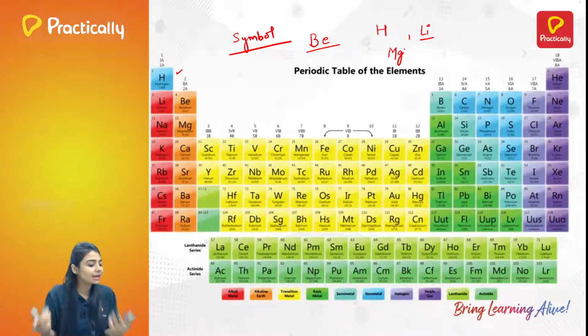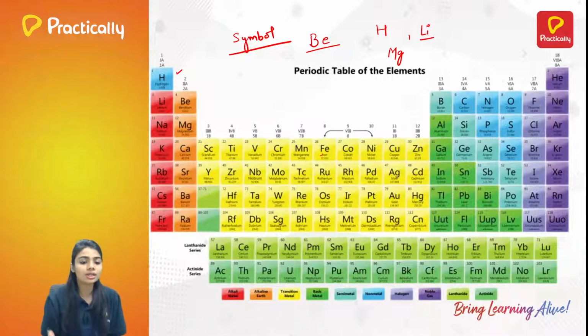If you are writing any symbol, the first letter should be capital and the second letter should be small. If you look at any of these element symbols, you will see that every first letter is capital and the second letter is small. This is one thing.